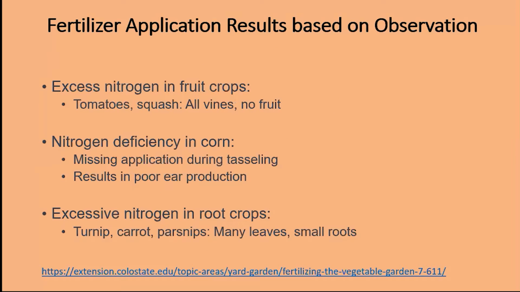Well, here's some ways of thinking about what happens when we have too much or not enough of our fertilizer. Just looking at them, if we have too much nitrogen on our fruit crops like tomatoes and squash, we get a great looking plant and no fruit. If we do not provide the plant with nitrogen, if it's a corn crop, at the right time, then we're going to end up with a poor crop, a poor ear production. But again, going back with too much nitrogen, if we're growing root crops, turnips, carrots, or parsnips, again, we're going to end up with nice green leaves and very small roots.